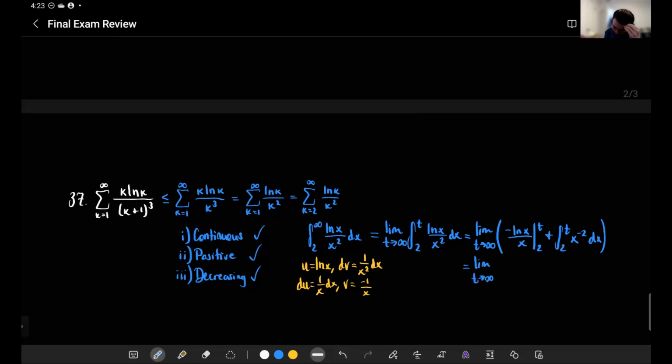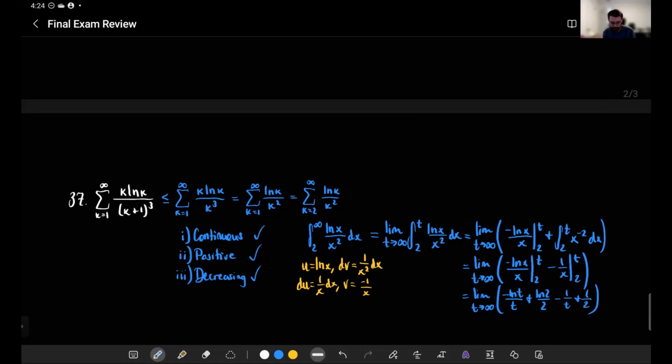And let's do that integral. Let's leave this the same for now. I don't want to mess with it yet. The integral of x to the negative 2 is negative 1 over x. Okay. And now we can plug in our bounds. So I get, this is going to be sort of ugly, negative log of t over t minus a negative, so that's a plus, log 2 over 2, minus 1 over t minus a minus, so that's a plus 1 over 2.